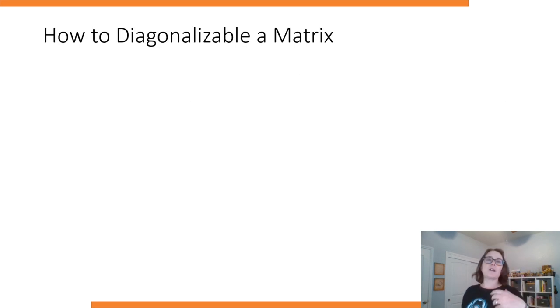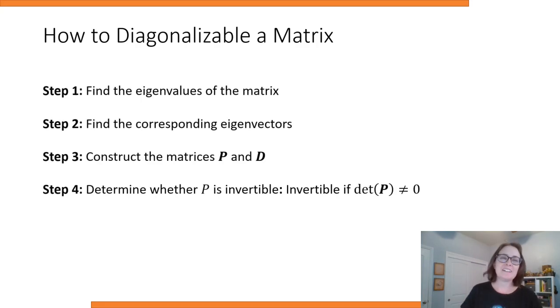Okay, so how to diagonalize a matrix. I don't know why the slide says "diagonalizable a matrix," but I meant diagonalize. So the first step is you find the eigenvalues of the matrix, if you don't have them. And then you find the corresponding eigenvectors. And from that, you can construct P and D. P is the matrix formed using the eigenvectors as the columns, and D is our diagonal matrix where the eigenvalues go along the diagonal.